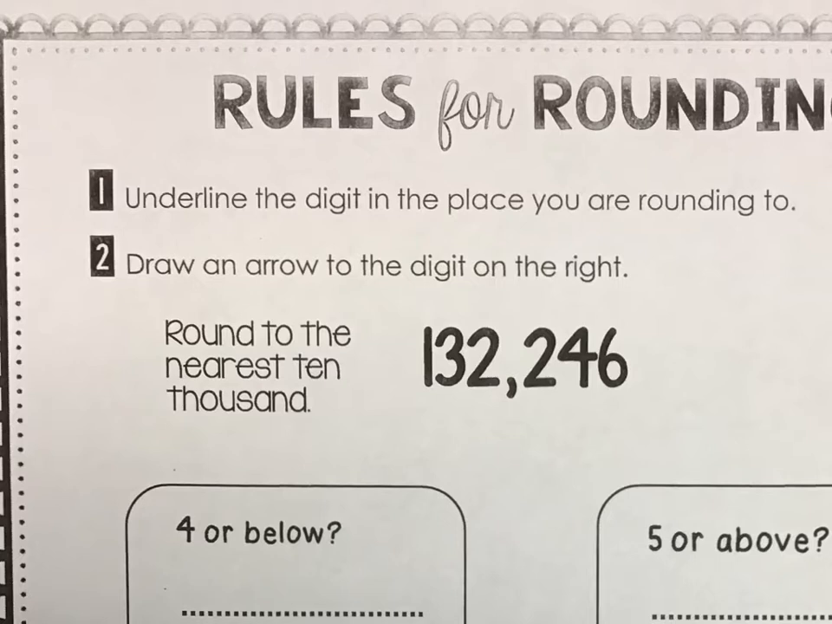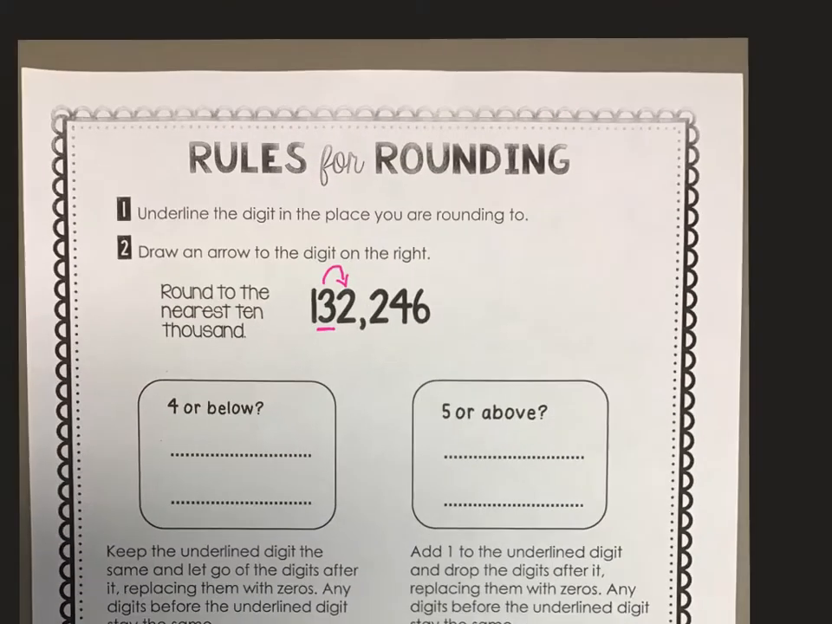So let's look right here. It says we're going to round 132,246 to the nearest 10,000. So tell me what digit is in the 10,000s place, Hudson? The 3. So we're going to underline the 3. Then we're going to draw an arrow to the digit on the right. So we're going to draw an arrow to that 2. That 2 is going to help us to determine what that 3 is going to round to.